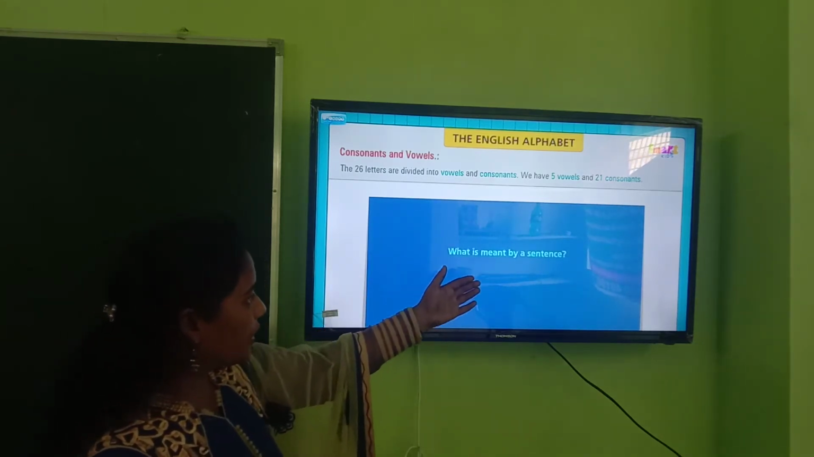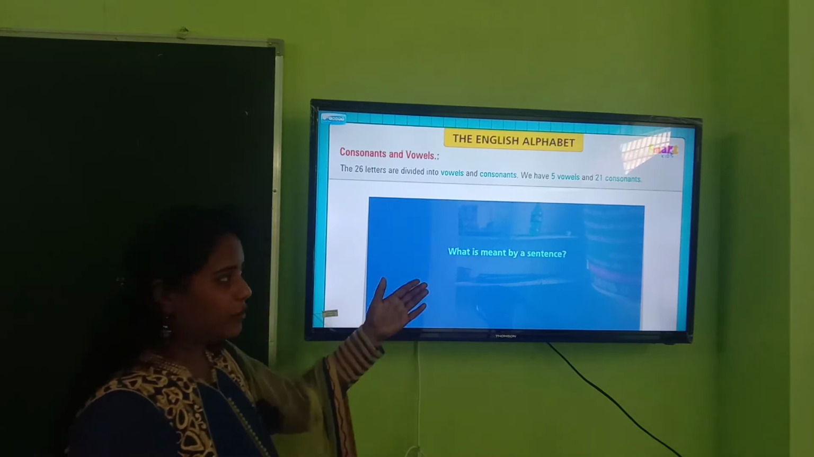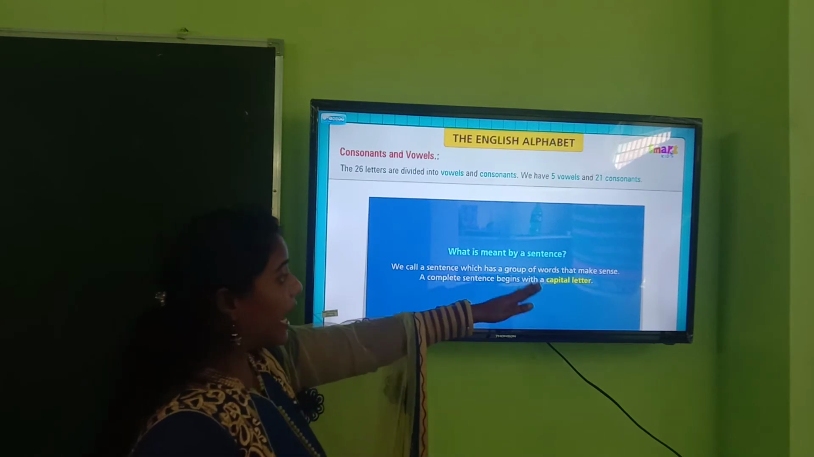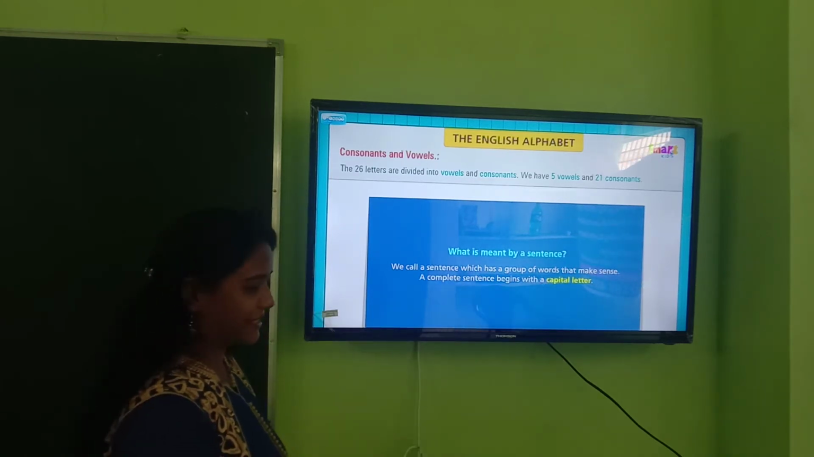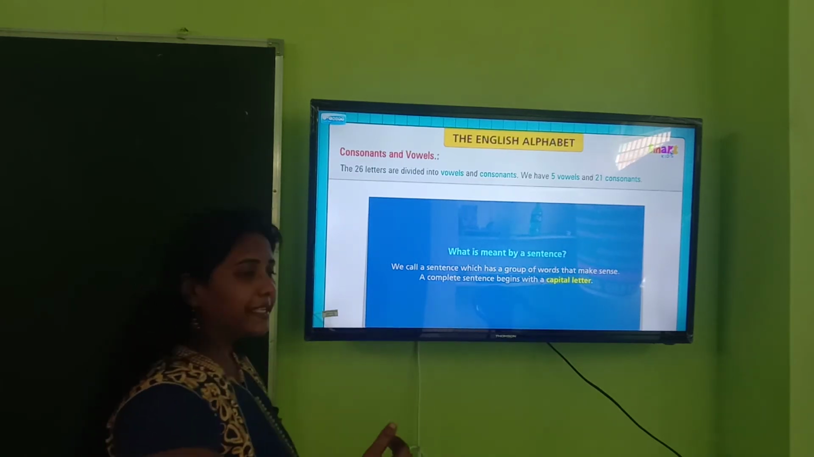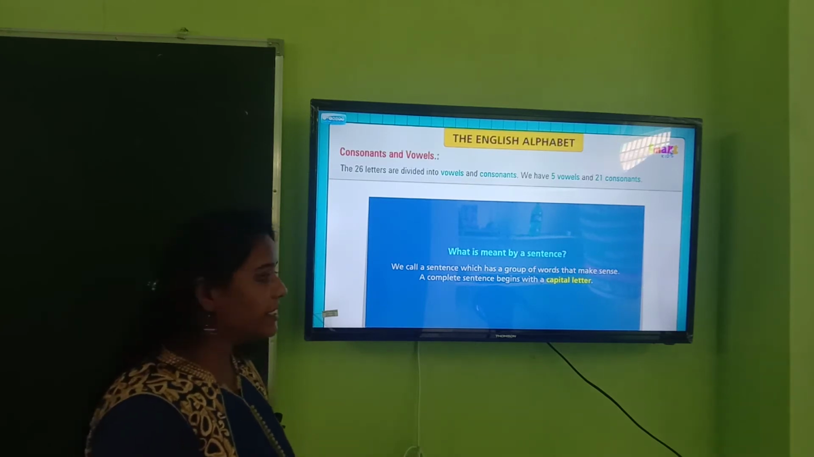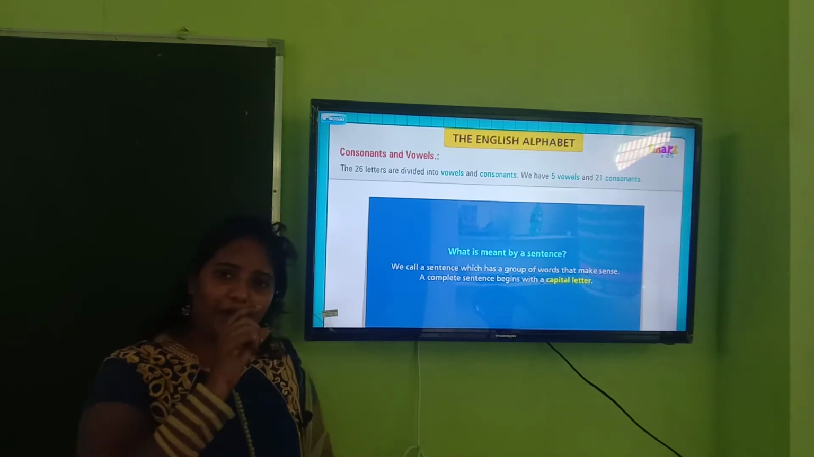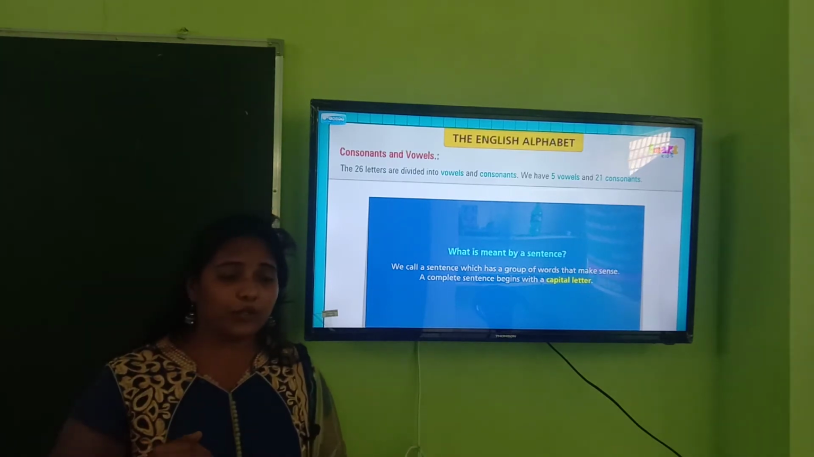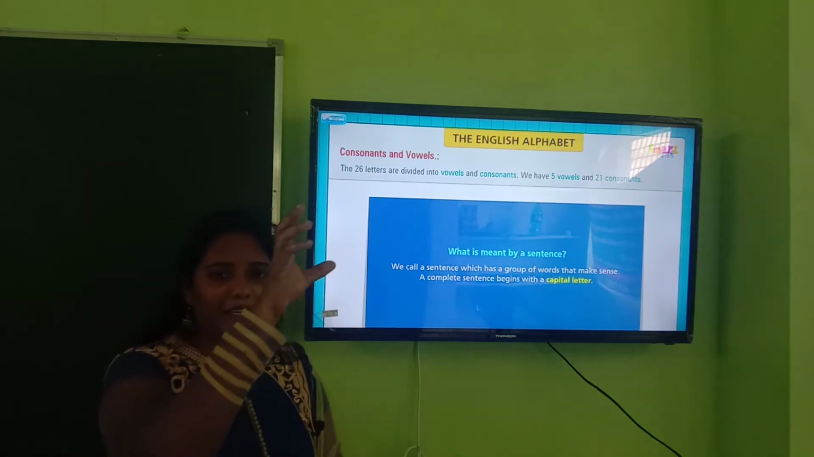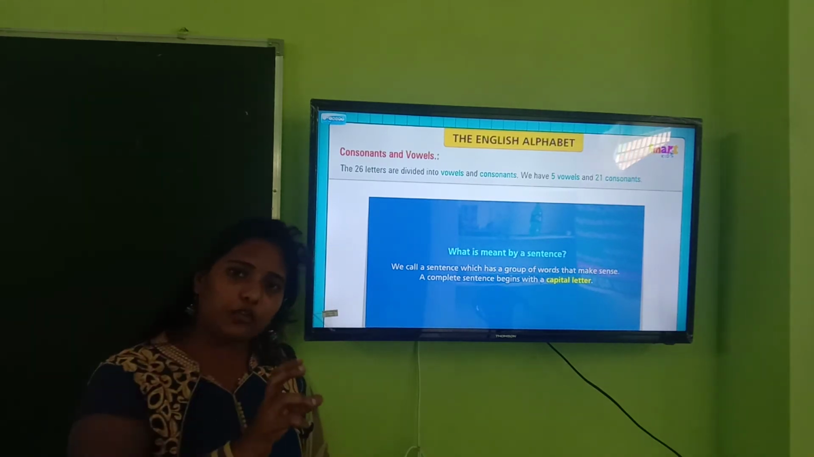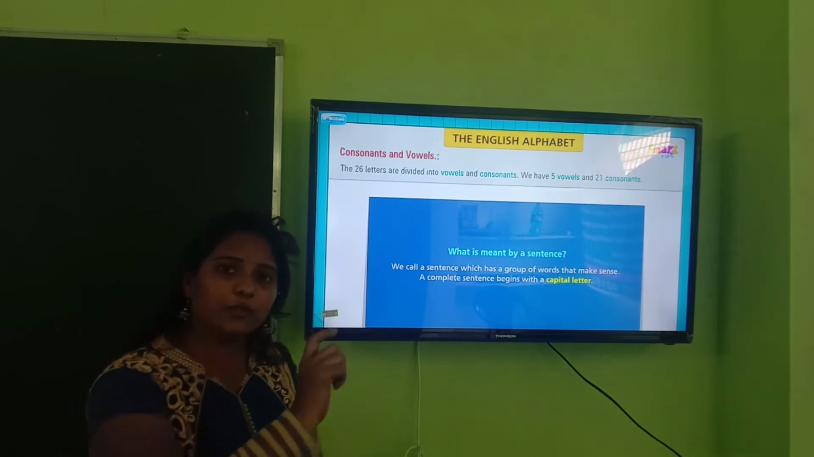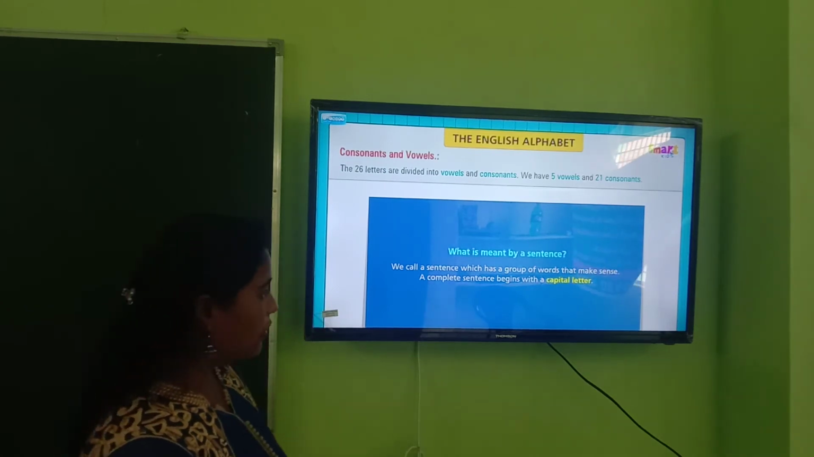Now, what is meant by a sentence? We call a group of words that make sense a sentence. A complete sentence begins with a capital letter. When we write a complete sentence, when we describe something or write a story, we will begin each sentence that we complete with a capital letter.